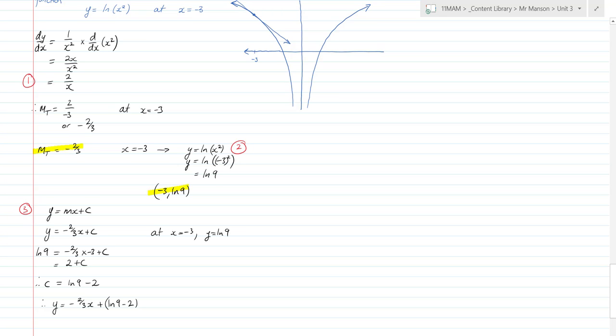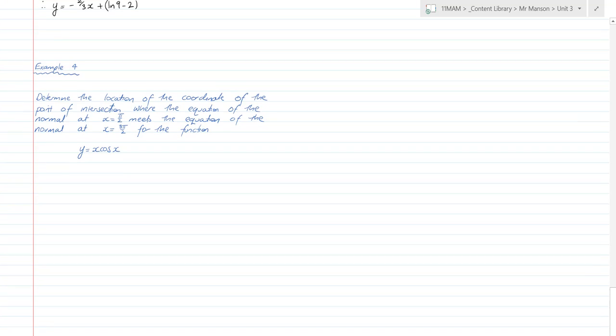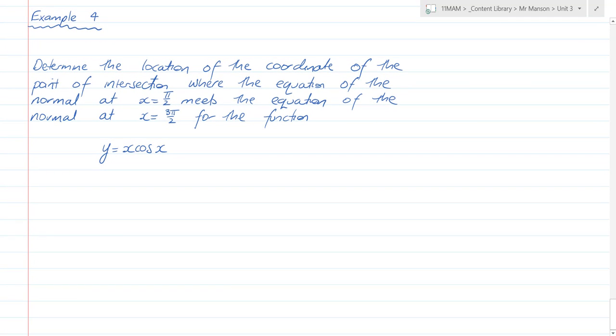Okay, let's do example 4. We'll finish it off. Example 4: determine the coordinate of the point of intersection where the equation of the normal at x equals pi on 2 meets the equation of the normal at x equals 3 pi on 2, for the function x cos x.